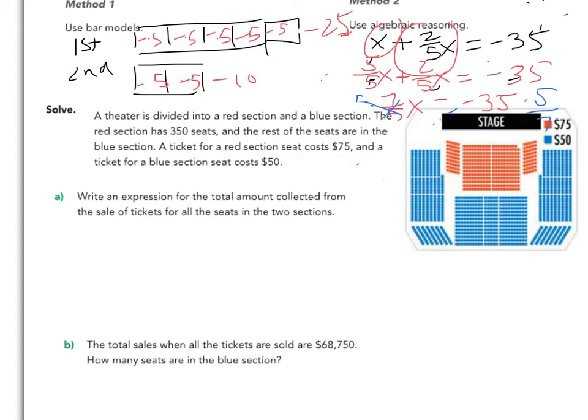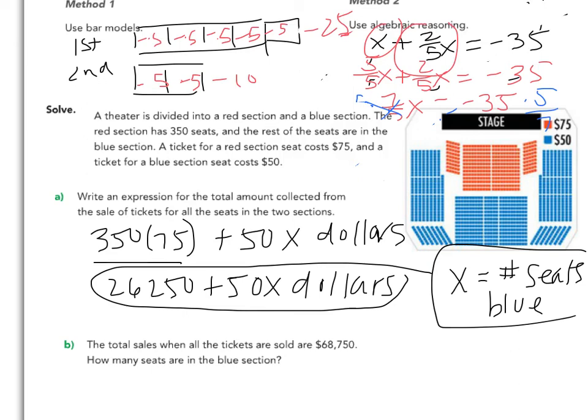A says, write an expression for the total amount collected from the sales of the tickets for all the seats in the two sections. And then B says, the total sales when all the tickets are sold are $68,750. How many seats are in the blue section? Okay, so I'm going to stop and have you try A, write an expression for the total amount collected from the sale of the tickets, and then we'll go over it and move on to B.